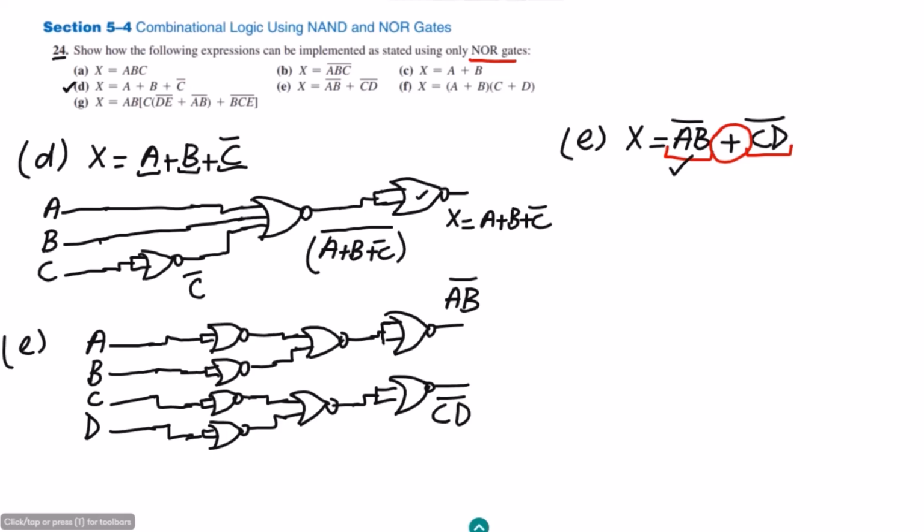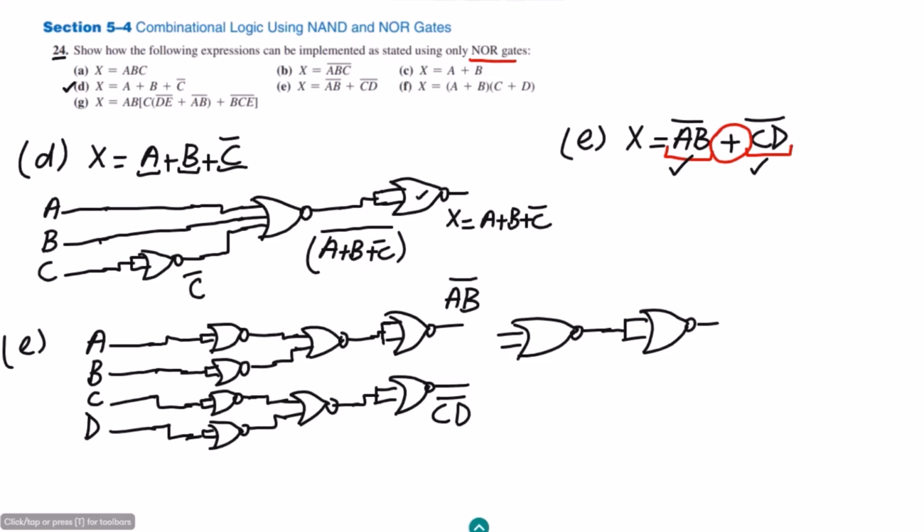So these are the terms we have found out: AB whole complement and CD whole complement. Now we have to add them, and in order to apply the OR gate, what do we have to do? We have to use the NOR gate, which is followed by another NOR gate, and it will work as the inverter.